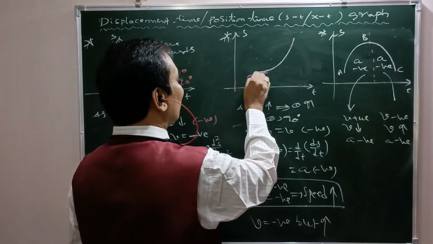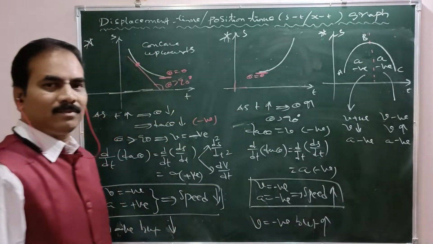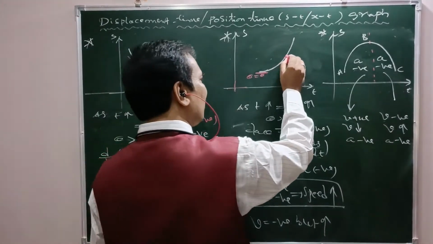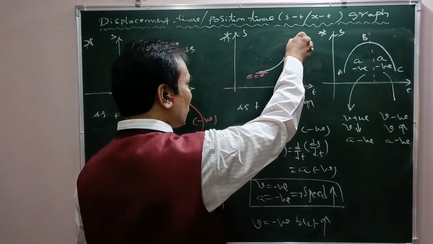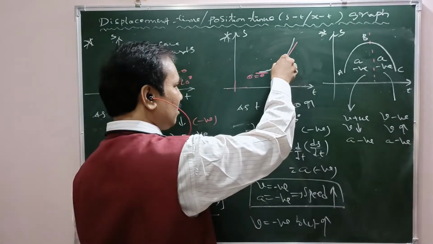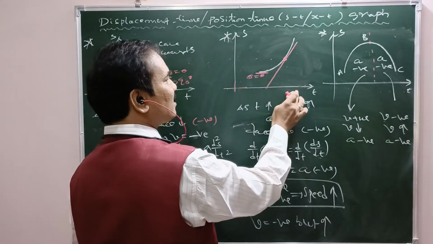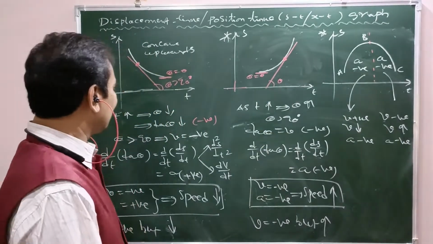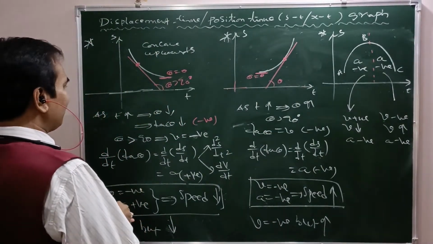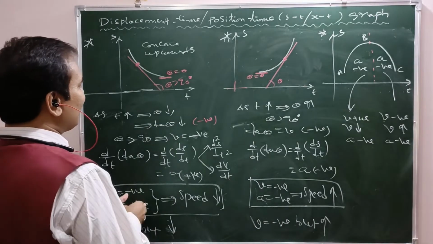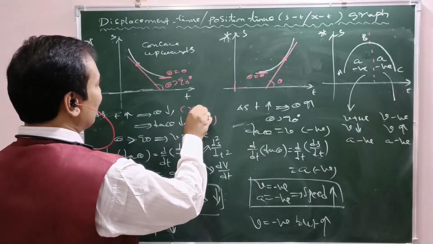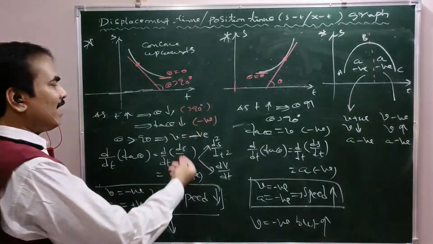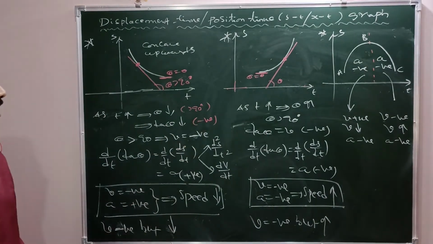Therefore, here, what about theta? Alright? Now if I draw one tangent to the curve somewhere here, what about theta? Here theta is greater than 90. So tan theta is negative, that is, velocity is negative.